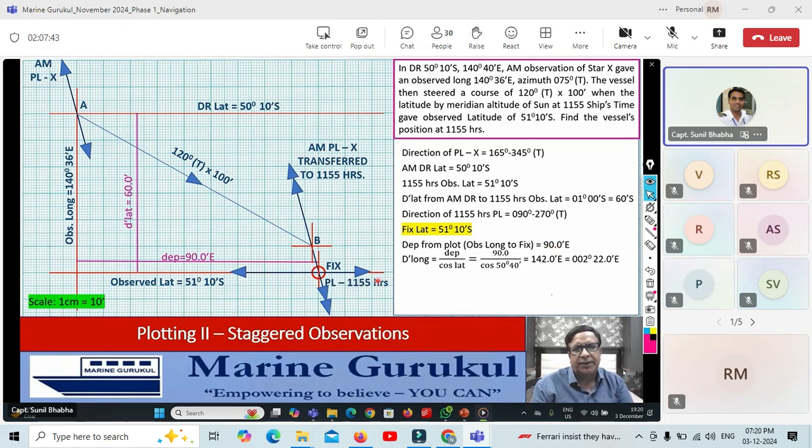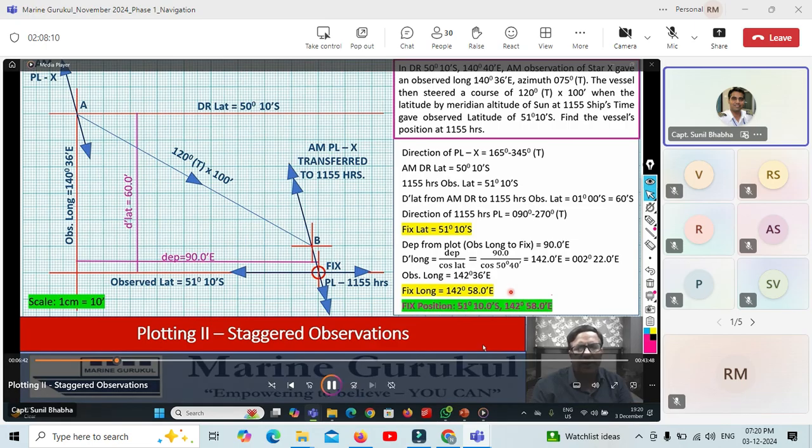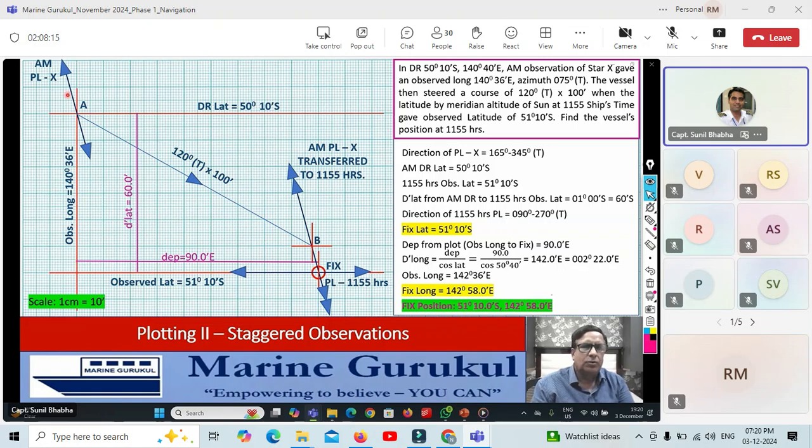We use this latitude to convert this departure into D long. We get a D long of 2 degrees 22 minutes east. We apply this D long to the observed long. Why? Because this departure was from the observed long, so D long shall also be from here. So we apply this D long and we get the fixed long as 142 degrees 58 minutes east. And this way, we have been able to get the position at 11:55 a.m. through this plotting of the two PLs which were staggered, and we just transferred the first PL to get our fix.